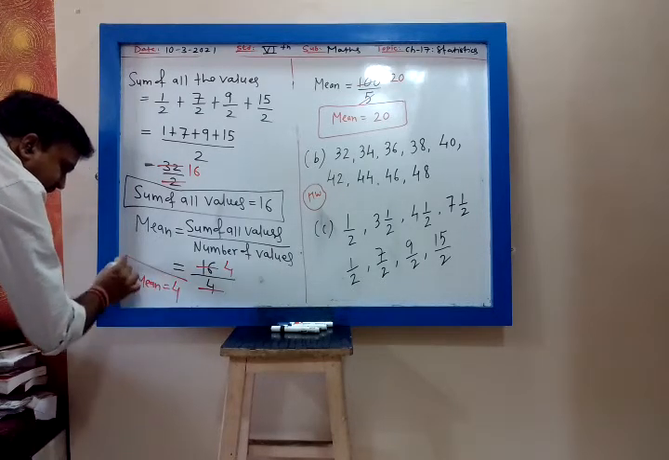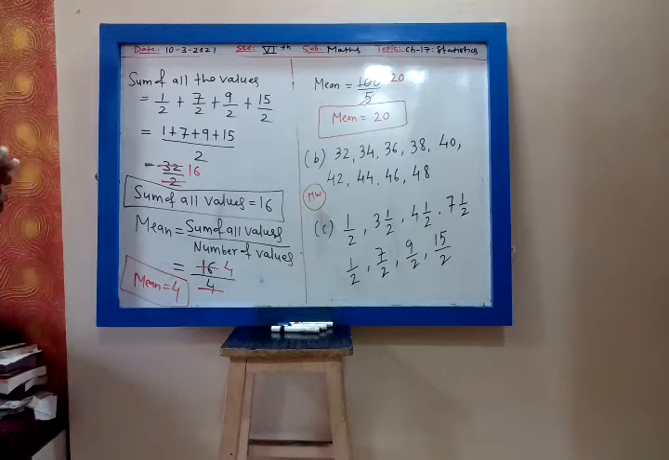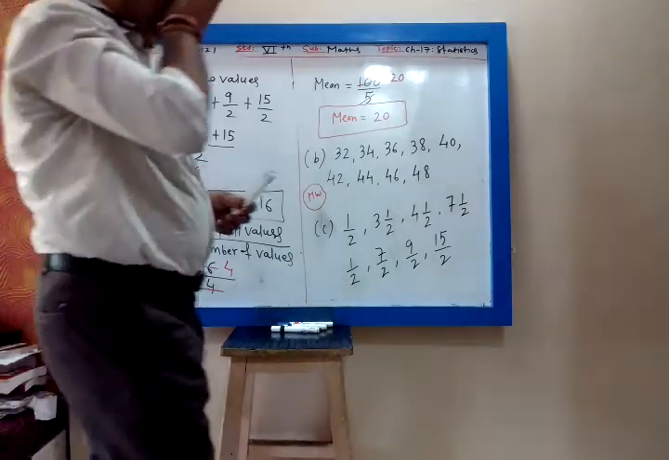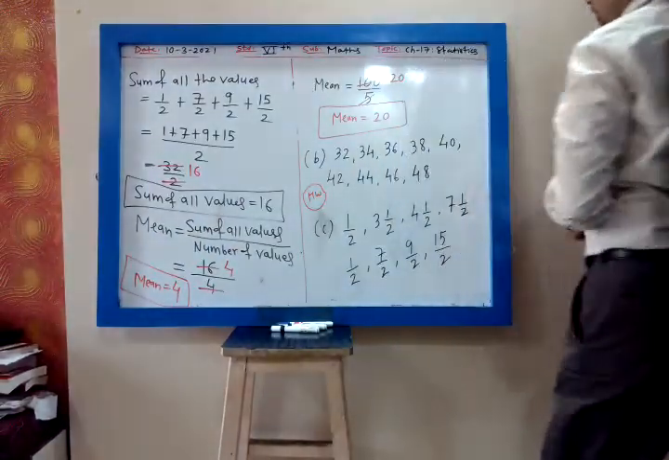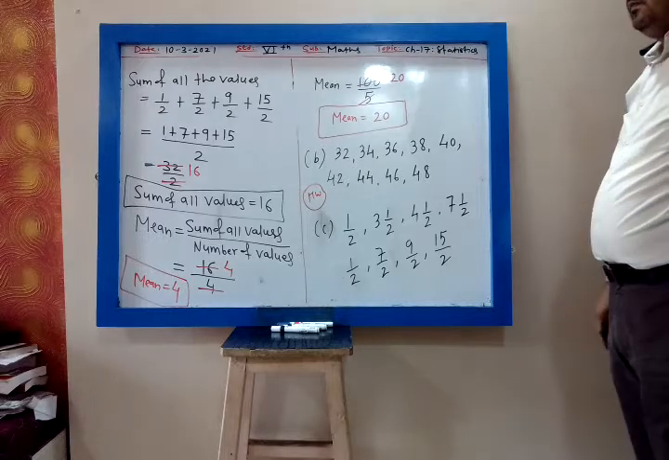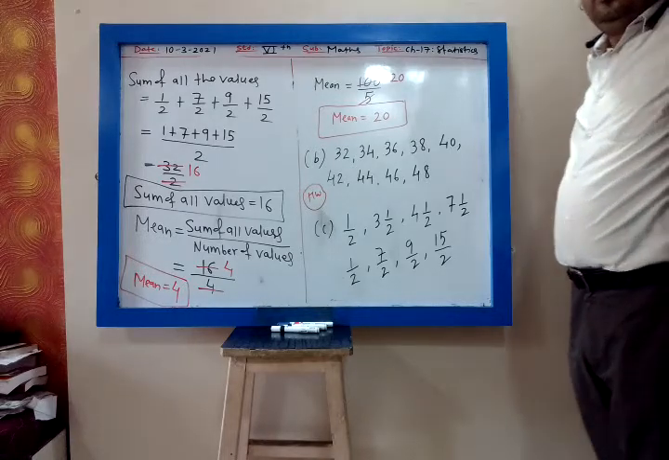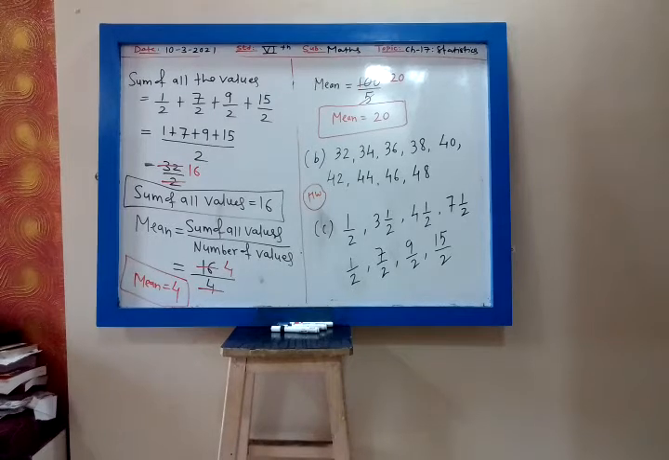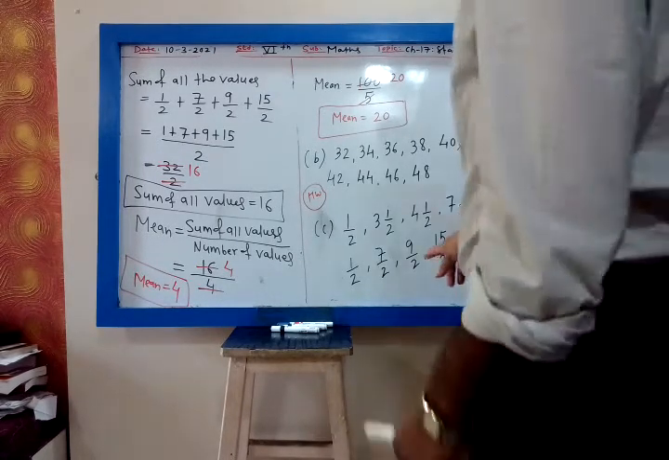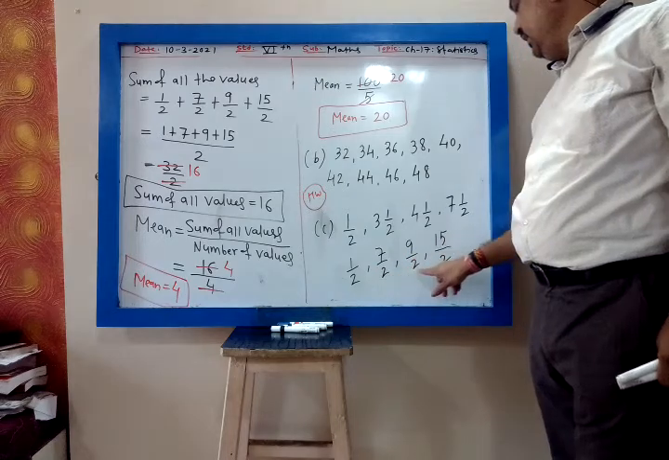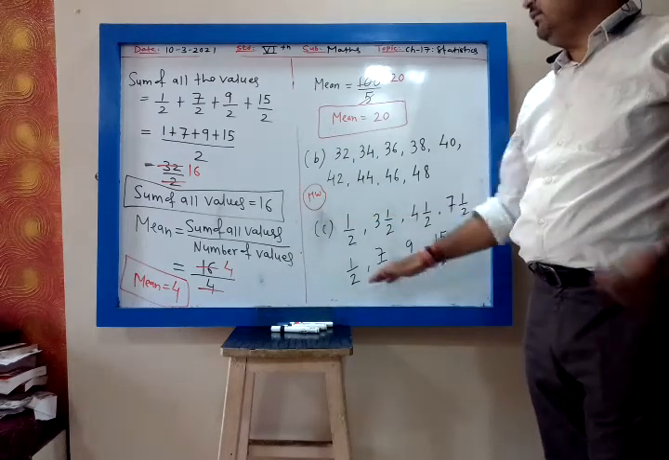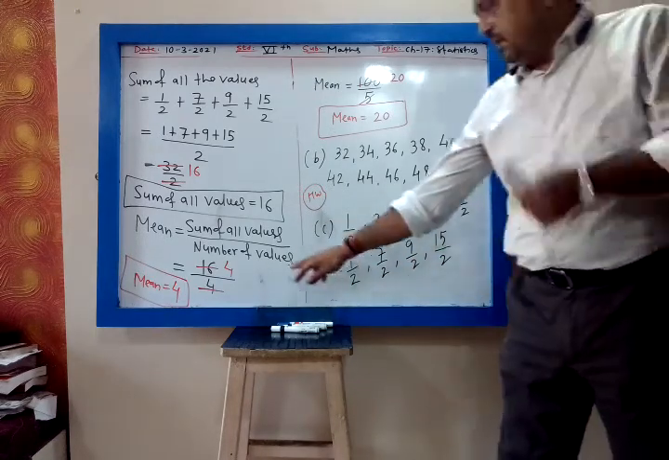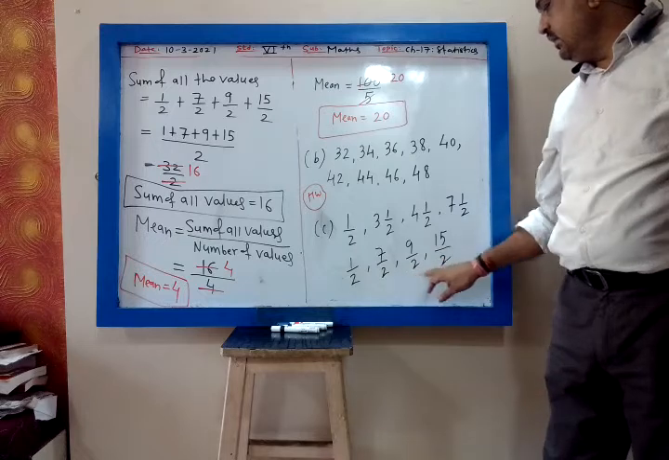For this C part, the mean value is 4. So the formula for mean is the sum of all the values divided by the number of values given. How many values are given for C part? 1, 2, 3, 4. So divide this total by 4. The number of values will be 4.